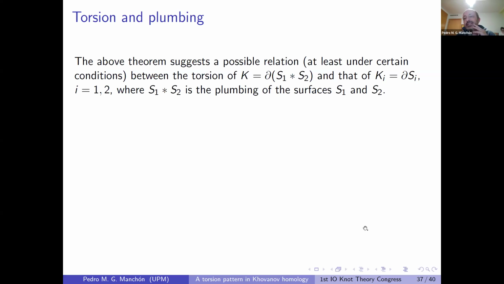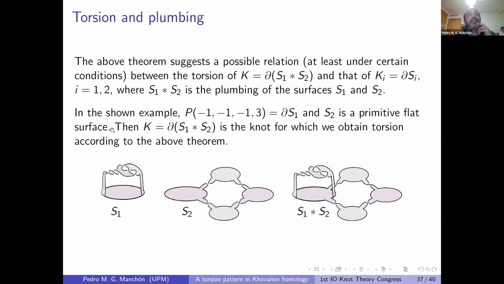Just a remark about this theorem. This is more a question than a statement. The above theorem suggests a possible relation, at least under certain conditions, between the torsion of a knot, which is the boundary of a plumbing of two surfaces, and the Khovanov homology of the boundary of both surfaces. Here S1 asterisk S2 is the plumbing of S1 and S2. Let's see why I say that.